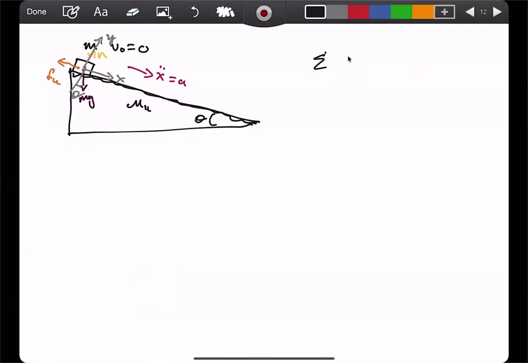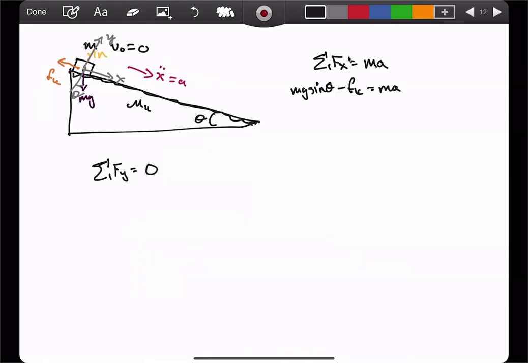So we're going to have the sum of the forces in the x direction equal to m times a. Here we have two forces. We have the mg sine of theta down the plane minus my friction force up the plane, which is equal to m times a. The sum of the forces in the y direction is equal to 0.